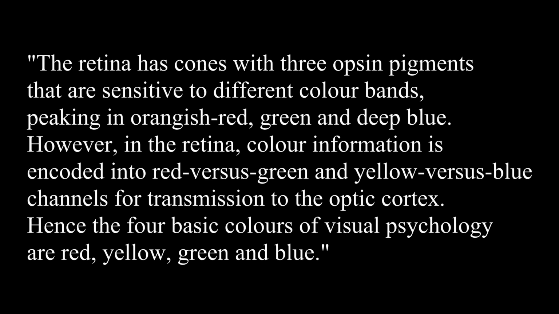Luce Gilmore of Cambridge, UK says, "The retina has cones with 3 opsin pigments that are sensitive to different color bands, peaking in orangish red, green, and deep blue. However, in the retina, color information is encoded into red versus green and yellow versus blue channels for transmission into the optic cortex. Hence, the 4 basic colors of visual psychology are red, yellow, green, and blue."